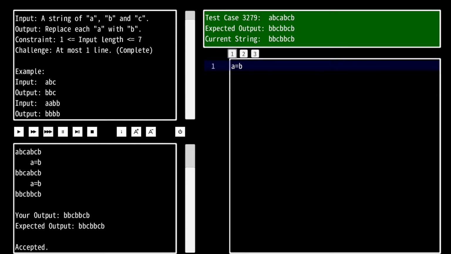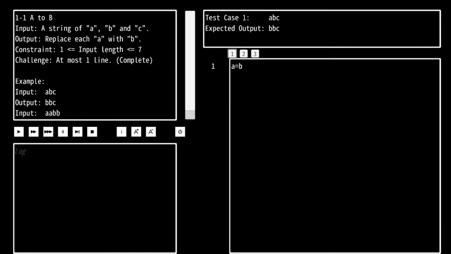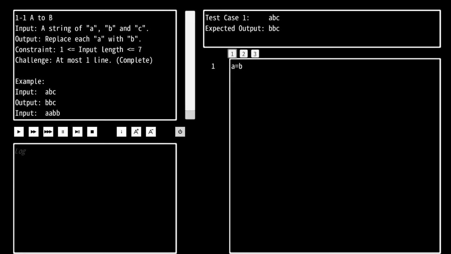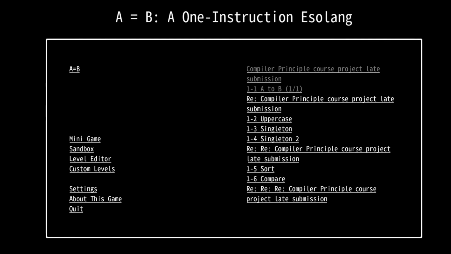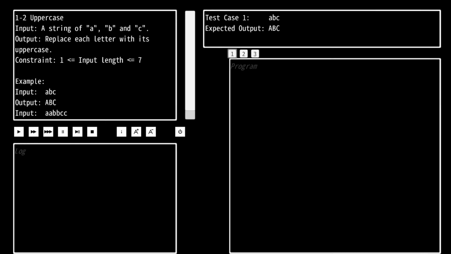Challenge: at most one line. I mean, truly. Oh, you clicked that to leave. Okay. That's text size. Cool. You call this a programming language? Hey, just you wait. Okay, so now we get to play the game.